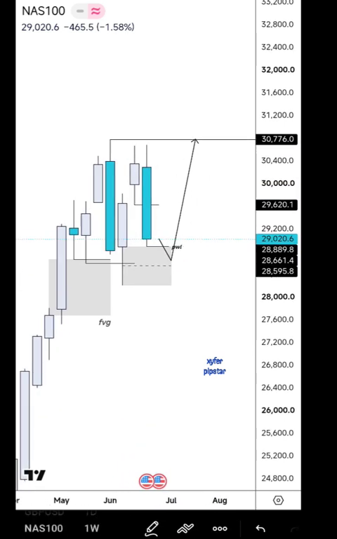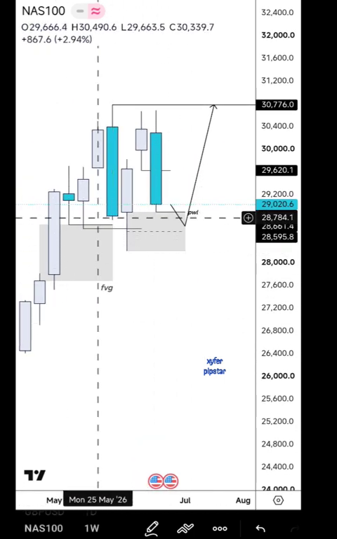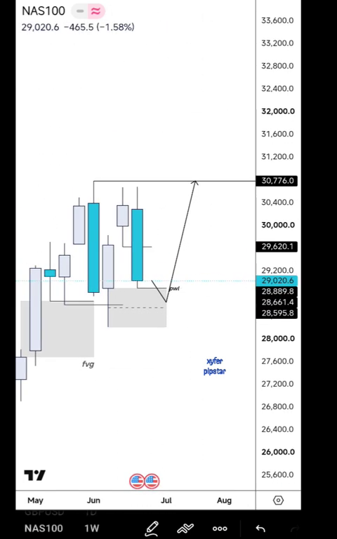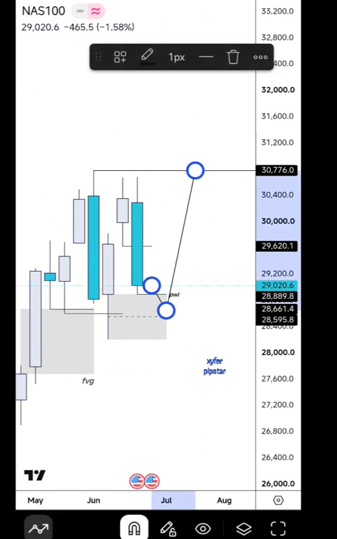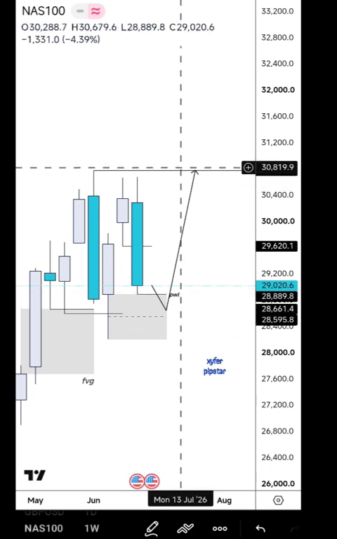So we take out internal liquidity, and we are expecting external liquidity to be taken out. It has only taken me 4 minutes to try and predict the move of the following week. So NAS, you're supposed to expect higher prices.